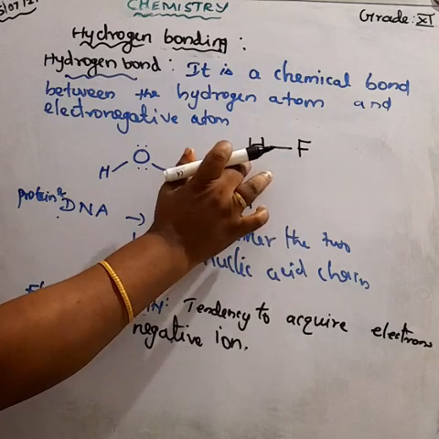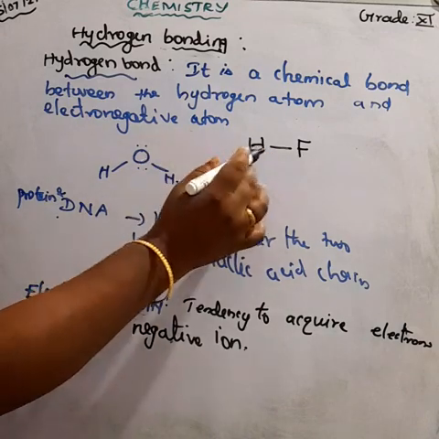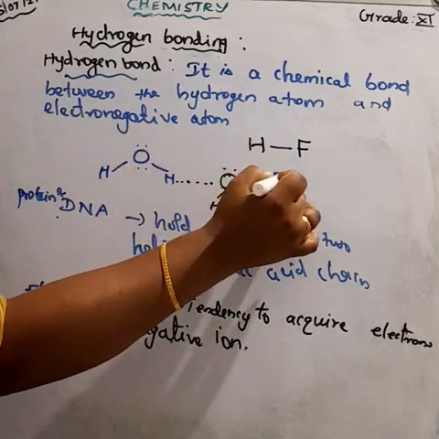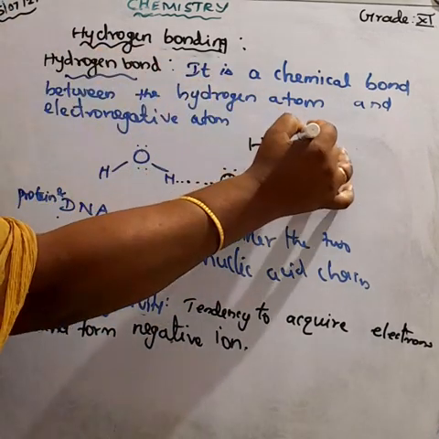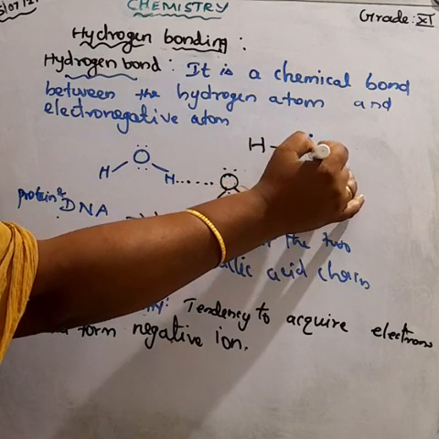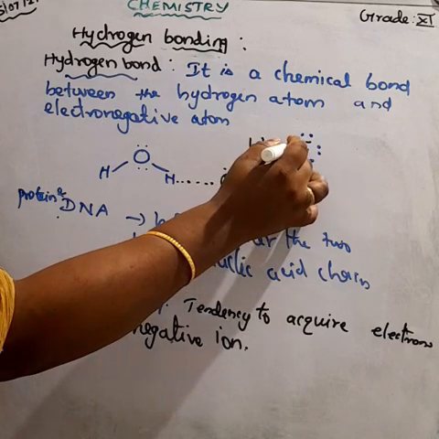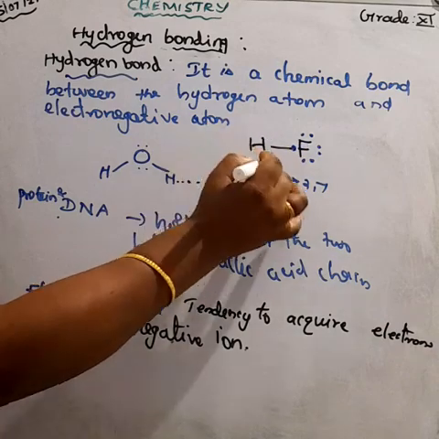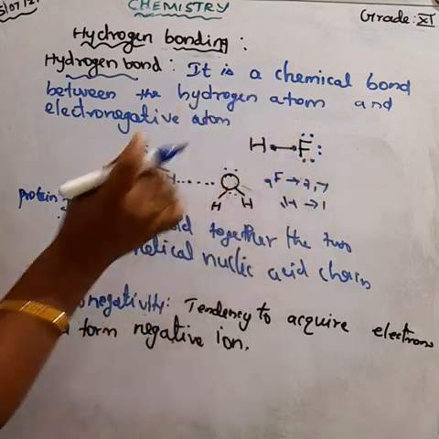A covalent bond is the bond formed between two atoms by the mutual sharing of a pair of electrons. Fluorine has atomic number 9 and electronic configuration 2,7. What is the valence of fluorine? 7. So totally 7 electrons are present in the fluorine atom: 1, 2, 3, 4, 5, 6 and 7. Hydrogen, atomic number 1, shares its one electron with fluorine, because fluorine needs one more electron to get a stable configuration.